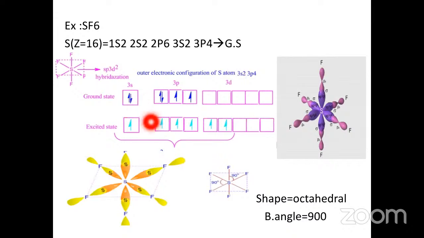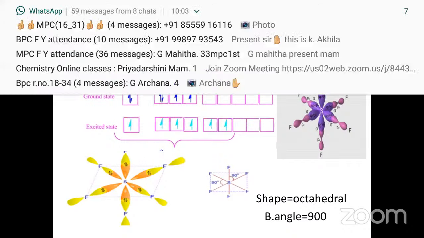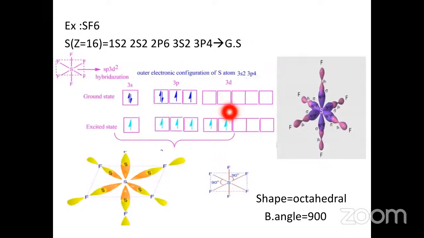In its excited state, an electron from the 3s orbital and one from the 3p orbital enter the 3d orbitals. Now one 3s orbital, three 3p orbitals and two 3d orbitals intermix to form the 6 sp3d2 hybrid orbitals. These 6 sp3d2 hybrid orbitals have unpaired electrons. So these overlap with the 2pz orbitals of the fluorine atoms to form the 6 sigma bonds. Here the shape is octahedral and the bond angle is 90 degrees.